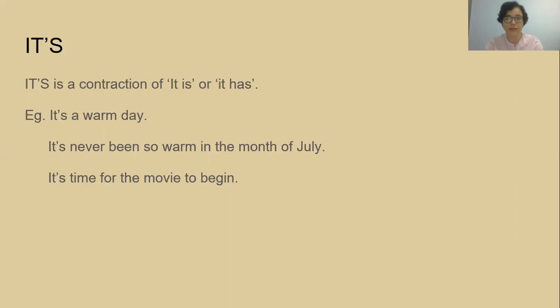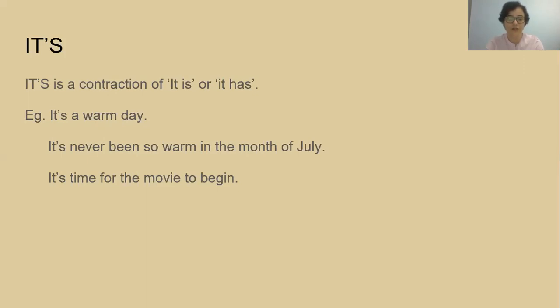The third example. It's time for the movie to begin. It is time for the movie to begin. Again, it's a contraction because if I think of the sentence, I know that it's actually, it is time for the movie to begin, and there's a letter missing there. Now I need to put that apostrophe in the exact place where that letter is missing. So it is, I is missing. So I'm going to put an apostrophe exactly after T to show that I is missing there. It's time for the movie to begin.